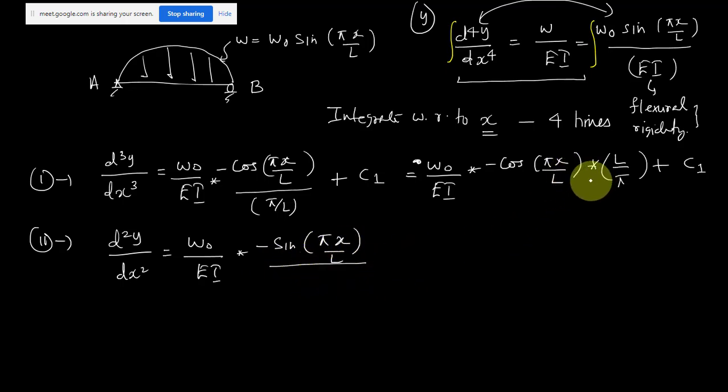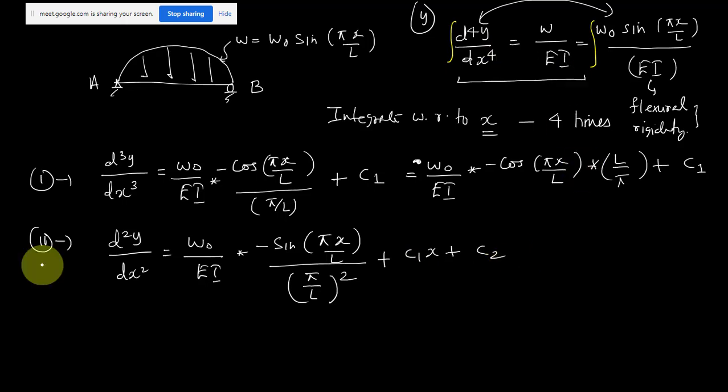You don't have to write it in this form, you keep this form only. Again a pi by l will be coming, so it becomes pi by l the whole square, since already one pi by l is there. If you take the integral of this cosine term, one more pi by l will come, so it will become pi square by l square, plus c1 x plus c2. That is your second equation.